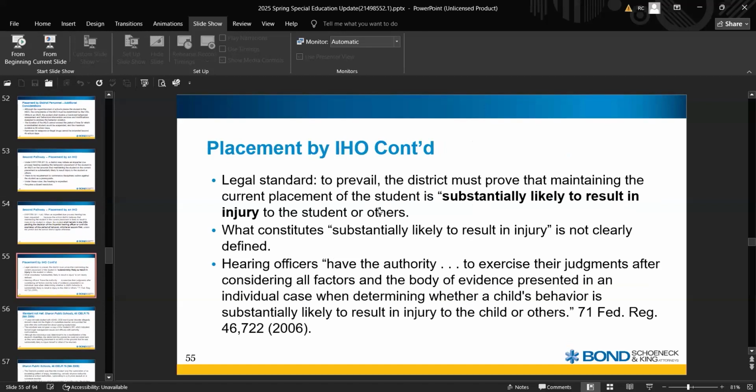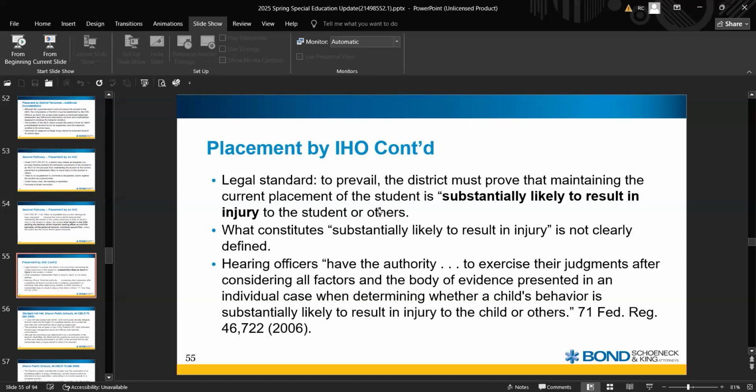All right, so as I mentioned, the legal standard to prevail: you have to prove that maintaining the student and keeping the student in their current placement is substantially likely to result in injury to the student or others. So again, you have a legal definition that you don't know what that means. What is substantially likely to result in injury to the student or others? It's not clearly defined.